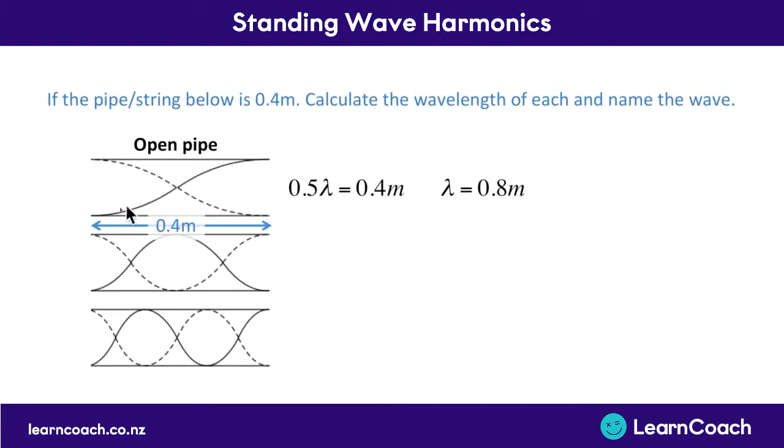We could also use logic knowing that if half a wavelength is 0.4, we're going to need to double a half to get to a whole, so we'll need to double 0.4 to get to the whole wavelength as well. Now the two names for this one are the fundamental and the first harmonic.